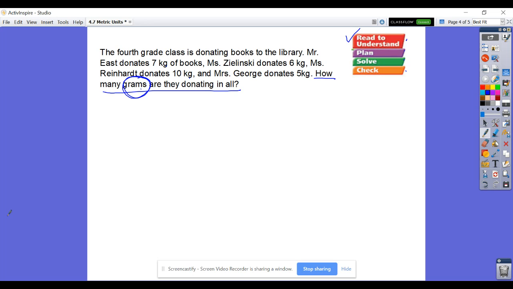Now I need a plan. Now, there are a few strategies you could use. Think about which one you might use and play the video when you're ready to hear back my strategy. Okay, so I was thinking I could convert all of these to grams first and then add them because it wanted in all. But instead, I think I'm going to find the kilograms in all first, and then I'll convert it in the end. That will just save me some multiplication.